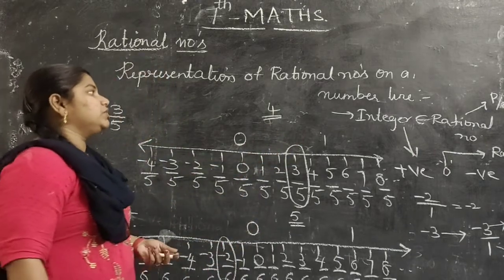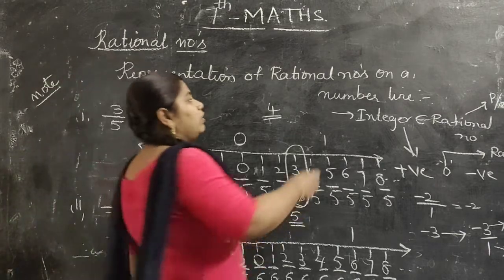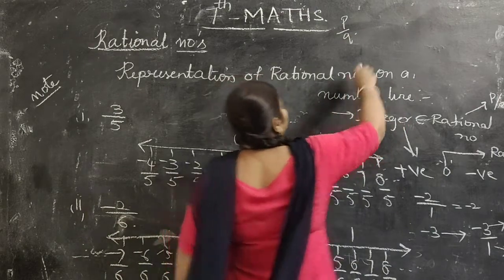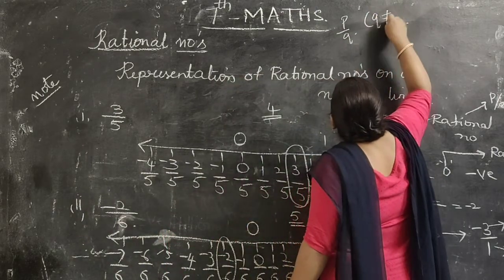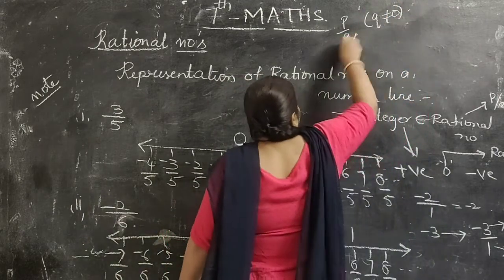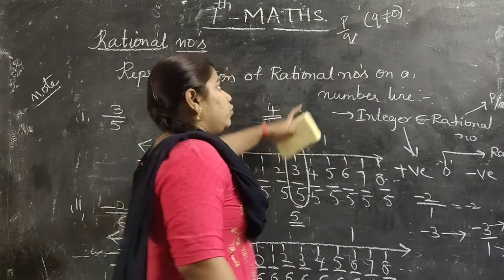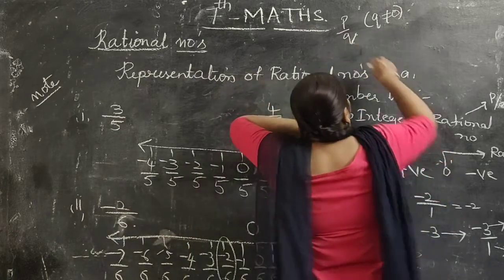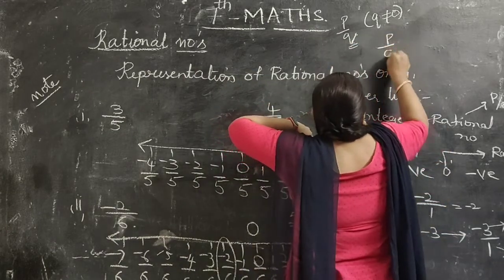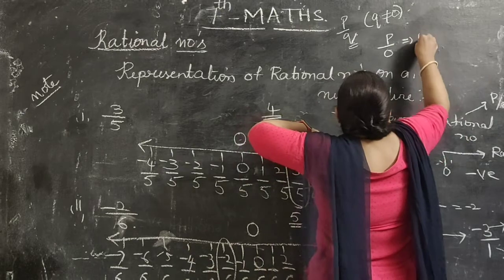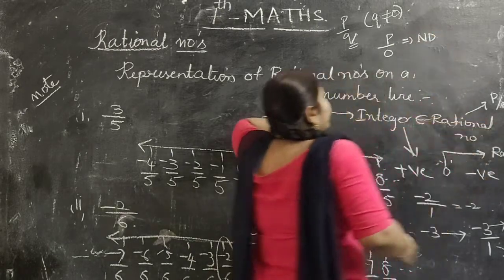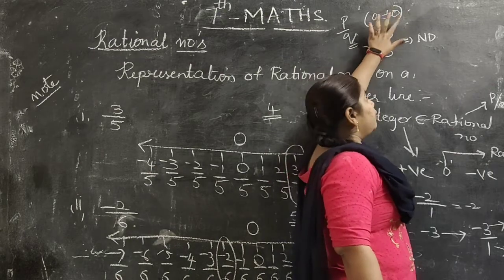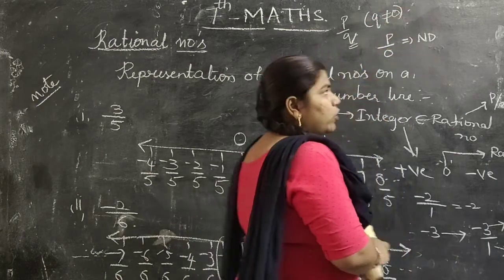So what we learned about rational numbers is that all rational numbers will be in the form of p by q, and what is the condition? q is not equal to 0. Why are we taking q is not equal to 0? Because if you take 0 in place of q, it will be not defined. That's why we are taking the condition as q is not equal to 0. Instead of 0, you can take any type of number.